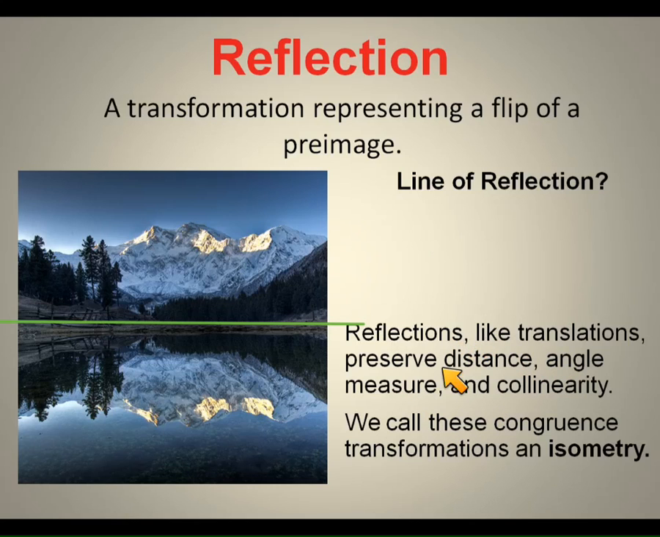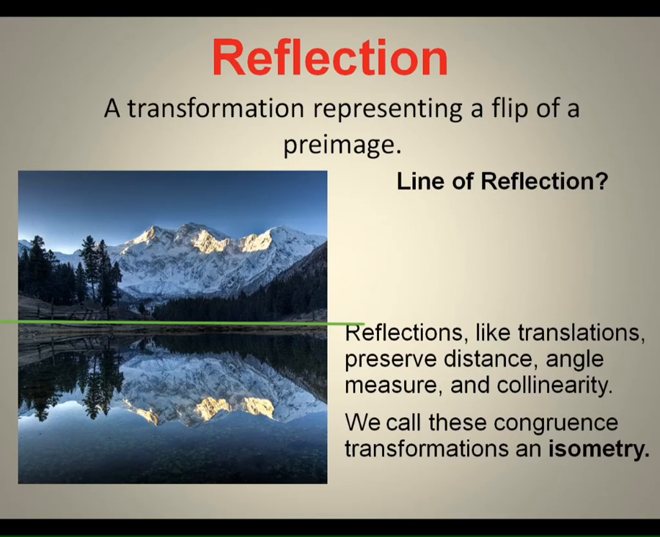Just because I flipped an image, none of these things changed. Okay? We call these types of congruence transformations an isometry. So an isometry is a transformation that preserves distance, angle measure, and collinearity. I think it's the last vocab term on that front page. We haven't talked about translation yet.